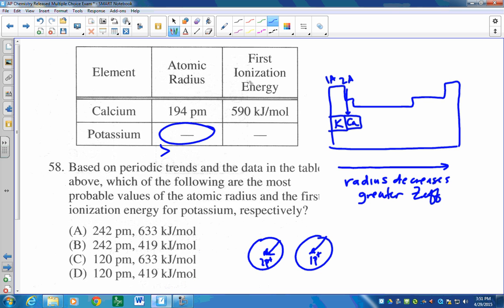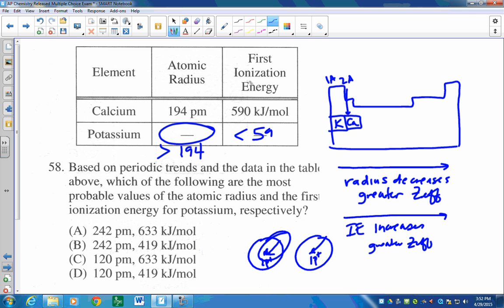So this number has to be larger than 194. Now remember, this is the opposite trend. Anytime the radius decreases, the ionization energy increases. Why? Because if the force is stronger, it holds the electron tighter and you need more energy to get it to move. And so calcium, again because of greater ZEF, needs to have a bigger ionization energy than potassium. More energy means more difficult to get the electron. So this one needs to be less than 590. What is the only choice where the first one is bigger than 194 and the second one is less than 590? The only thing that works is B.